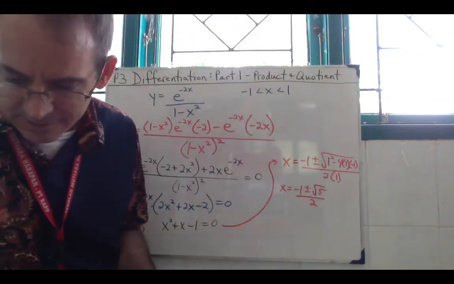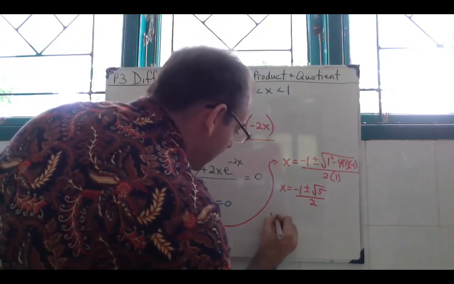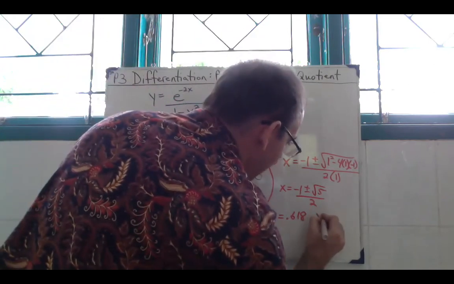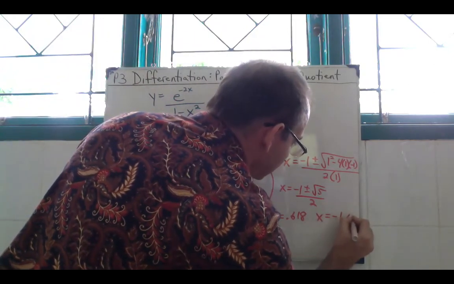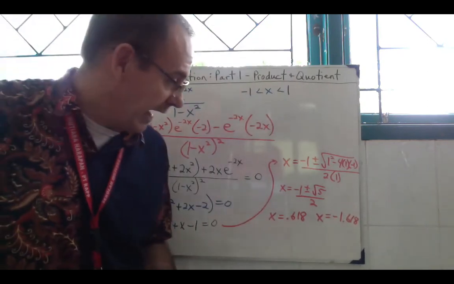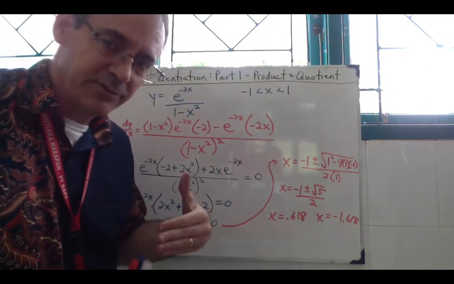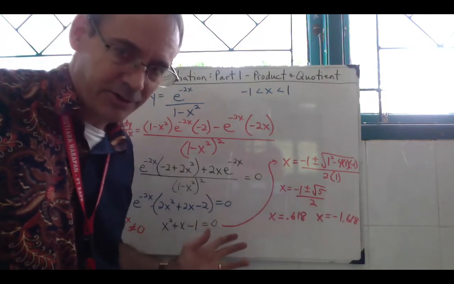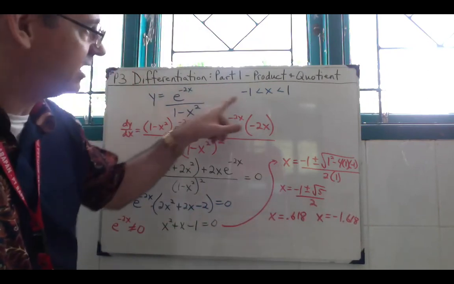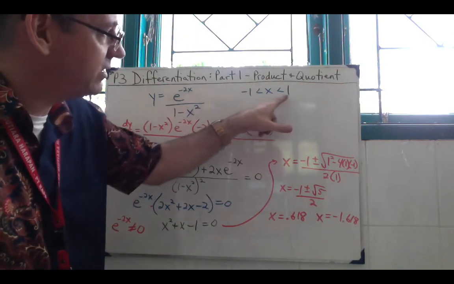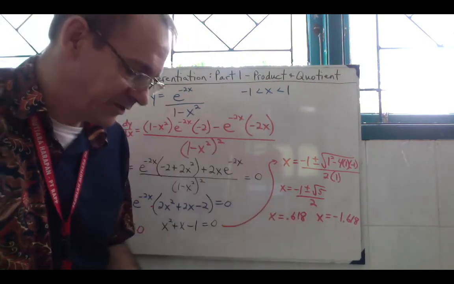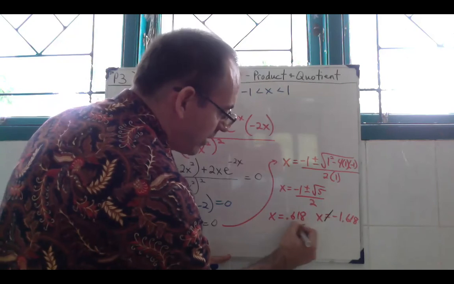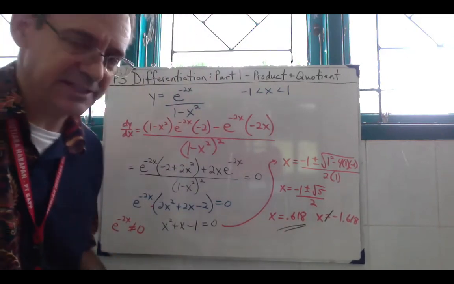And then when we solve this, we end up with x equals 0.618. And we also end up with x equals negative 1.618. However, after you solve algebraically, algebra gives you the possible values. You need to go back and look at the context. And the context says that the stationary point is between 1 and negative 1. This one is outside of our parameters, so we're going to throw out that one. And so our answer is just x equals 0.618.